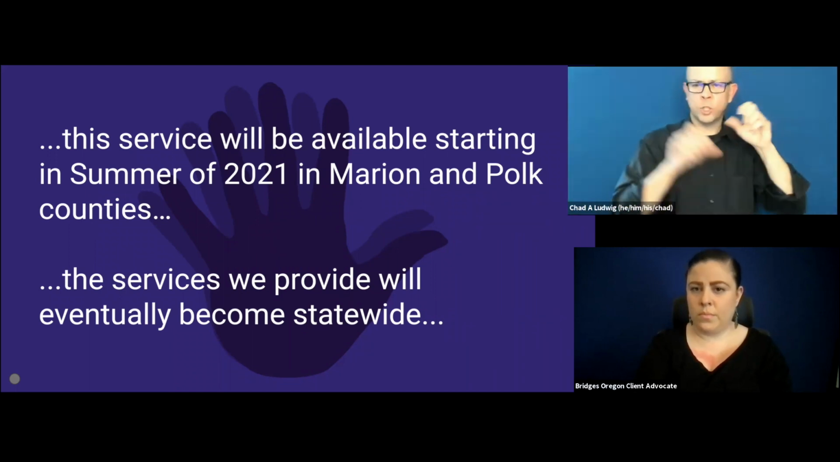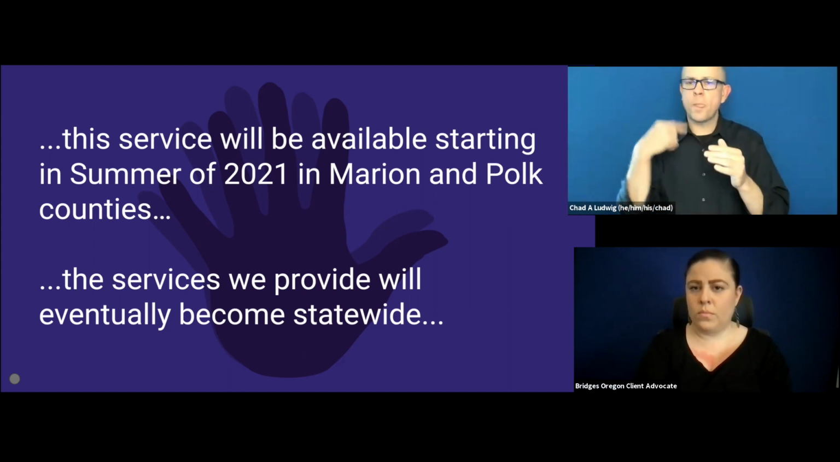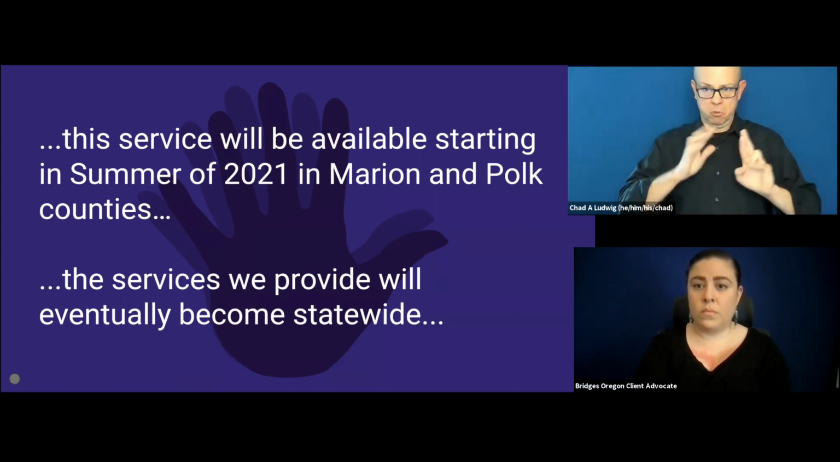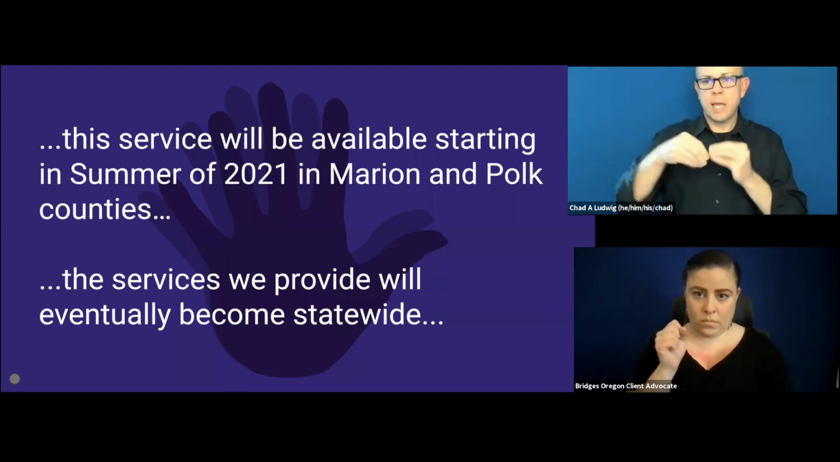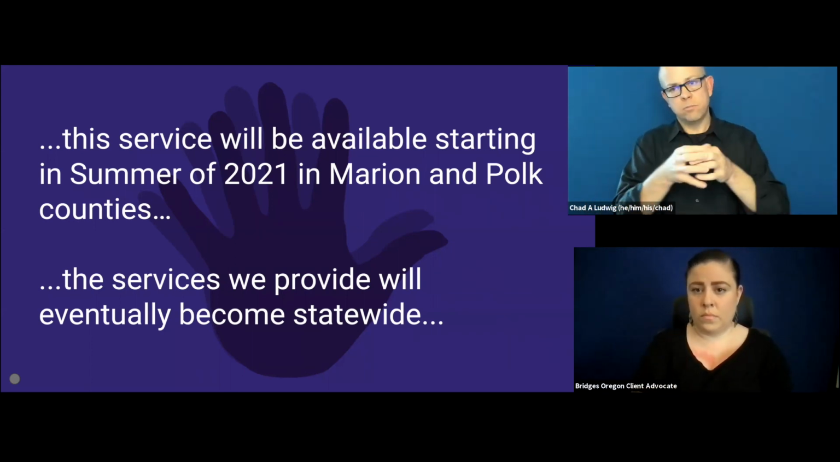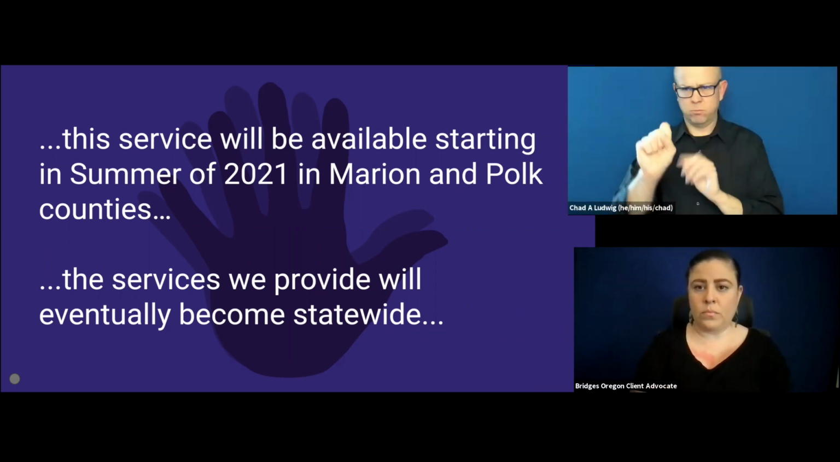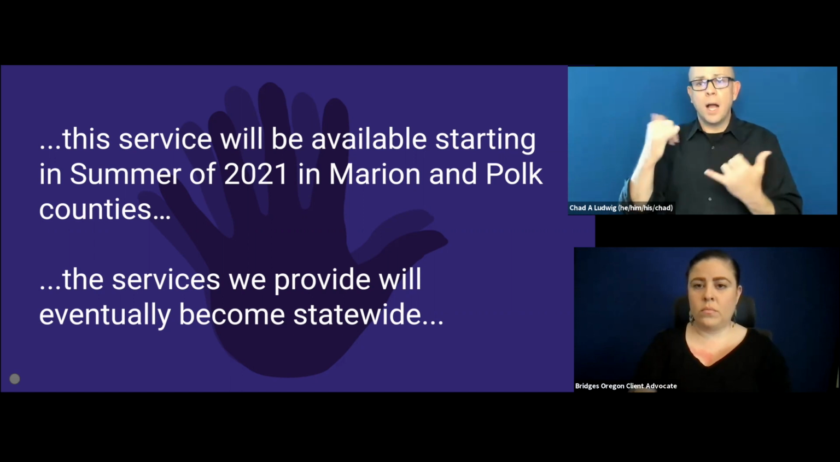We don't want to end up getting overwhelmed and not be able to provide the services that we want to. So we are learning as we go, and as we get better at it and are ready, we will add additional counties and expand our reach to different counties. So our goal is to serve the entire state of Oregon, but this is where we're starting for now.